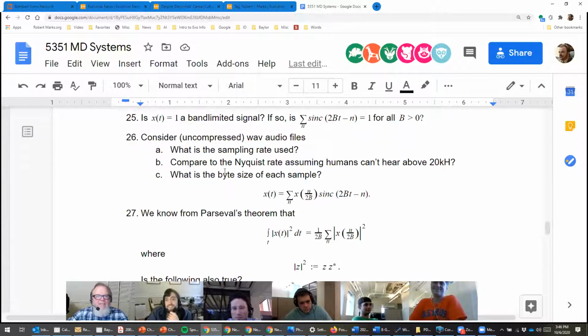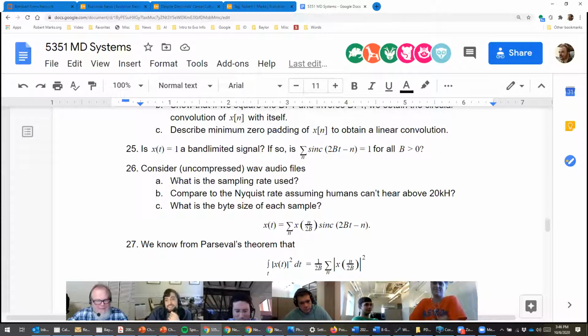Okay, so let's get back. I'll restate the problem again. Consider uncompressed wave files. What's the sampling rate compared to the Nyquist rate, assuming humans can't hear above 20 kilohertz? And what is the byte size of each one of the samples?